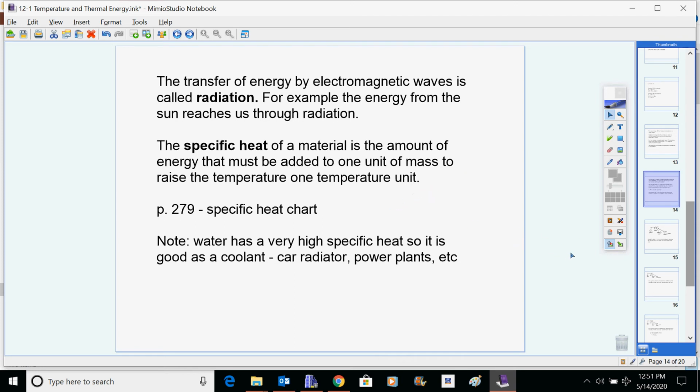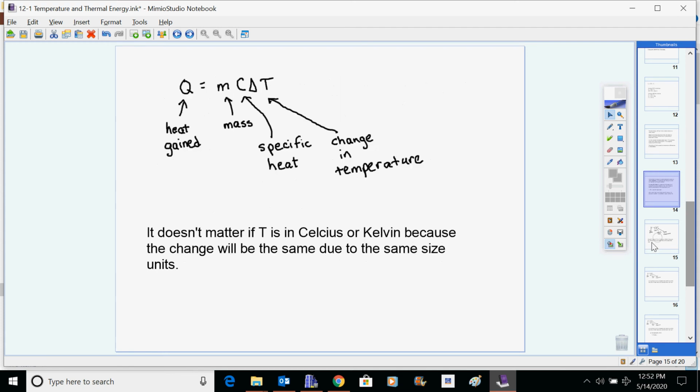Because water has such a high specific heat, it's good as a coolant, because it takes a lot of energy coming out of something else in order to heat it 1 degree Celsius or 1 Kelvin. So if you put something very hot into it, it can take a lot before it actually begins to completely heat. It can absorb a lot of that energy and keep something from overheating.